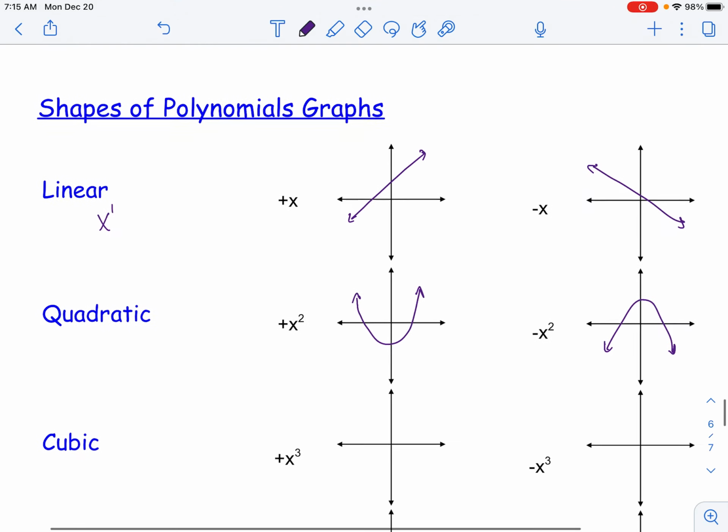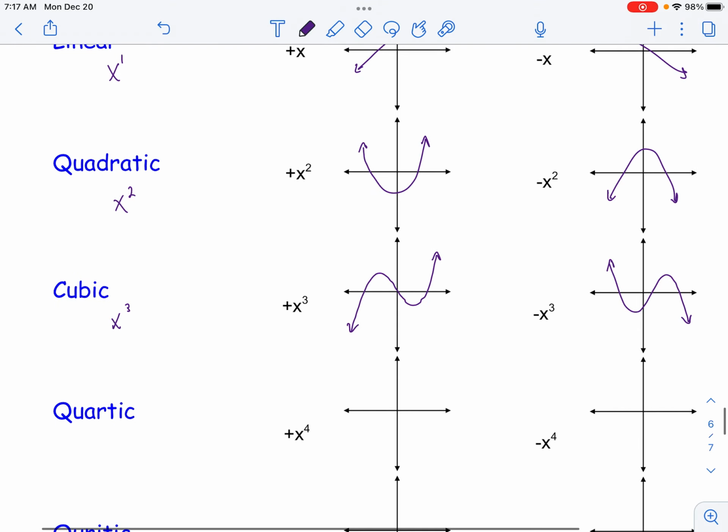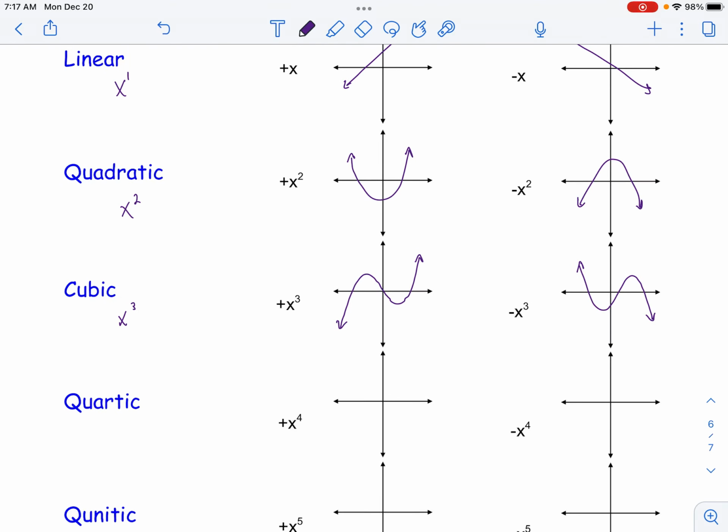So what you're going to notice here as we keep going down this list, that as the exponent gets bigger, you're going to have one more turn in the graph. And so for a cubic, it's going to be a parabola with another turn. So it's going to look something like that if it's positive x to the third. It's going to look something like this if it's negative x to the third. All right, and we'll summarize here in just a moment. If it's x to the fourth, it's going to look like a parabola with two turns. So it's going to kind of be W-shaped if it's a positive x to the fourth. And then it's going to flip upside down and look kind of like an M if it's a negative x to the fourth.